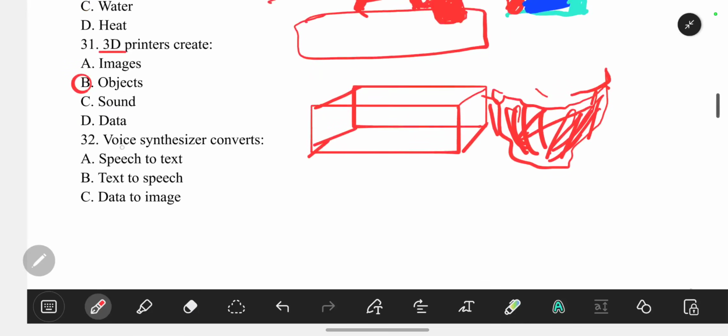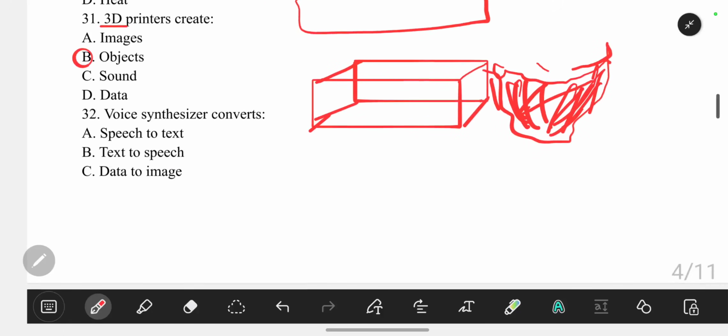Let's look at number 32. Voice synthesizer converts. To synthesize is simply to make. So it's a voice synthesizer, meaning it's a voice maker. This one makes text into speech. So we have text into speech.